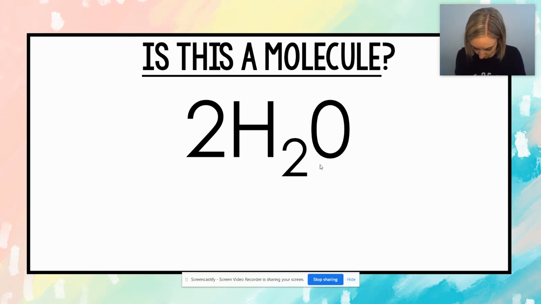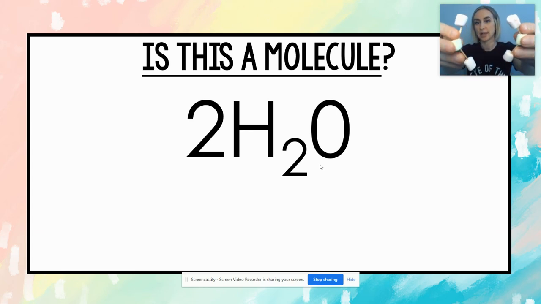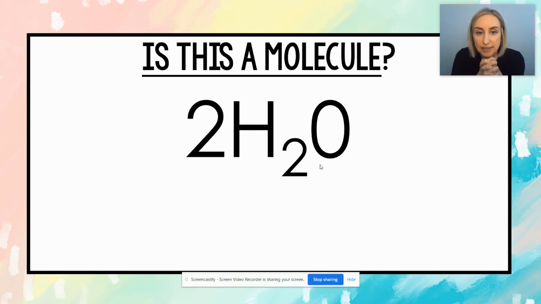Now we got to do another one. So let me grab another pink and another yellow. Here we go. So here's what this one would look like. I have two molecules that have two pink marshmallows for the hydrogens, one yellow in the middle for the oxygen, and you've got two little pieces of toothpicks for the chemical bonds. I did cut my toothpicks in half. If you want to do that, that's totally fine. So that's an example of a correct molecule model.